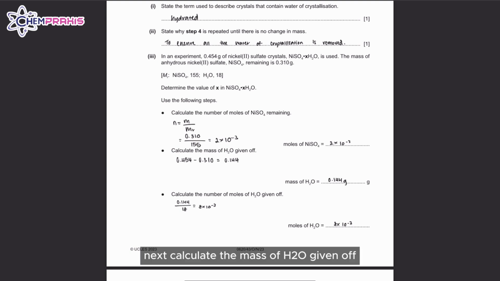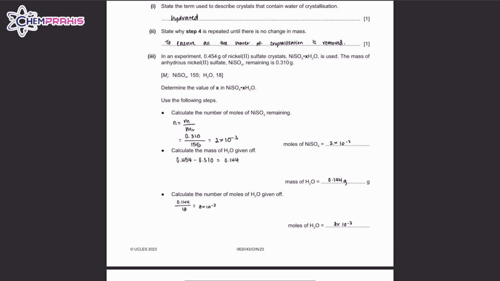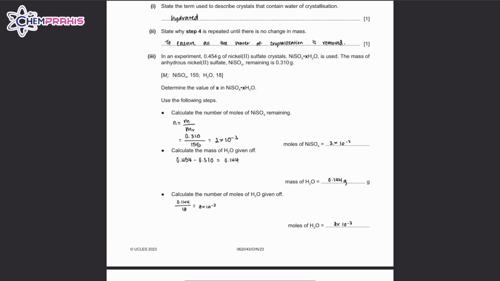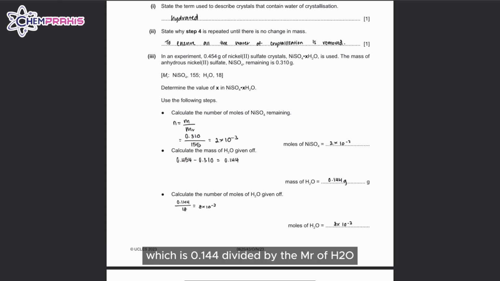Next, calculate the mass of H2O given off. To do this, we'll use the mass of nickel(II) sulfate crystals minus the mass of anhydrous nickel(II) sulfate. That way, we'll be able to get the mass of the H2O given off. In this case, the H2O given off will be 0.144. Next, calculate the number of moles of H2O given off. To do this, we'll use the same formula of mass over Mr. We'll use the mass of H2O, which is 0.144, divided by the Mr of H2O, which is 18. We will then get 8 times 10 to the power of negative 3.